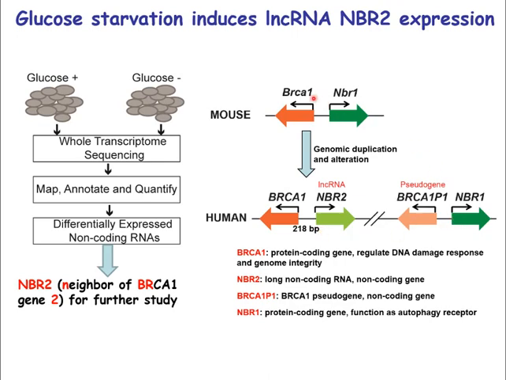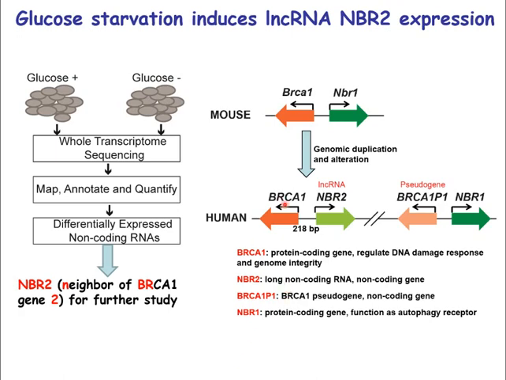And then there was also a partial duplication of the BRCA1 gene. So you end up with a BRCA1 pseudogene, which now resides right next to the NBR1 gene. So in this locus, there are 4 genes. The BRCA1 gene and the NBR1 gene are protein-coding genes, but NBR2 and the BRCA1 pseudogene are non-coding genes. Now, this NBR2 gene, I should mention, is relatively long, more than 1 kb. So by definition, it encodes a long non-coding RNA. That's why we identified this NBR2 non-coding RNA from our analysis.